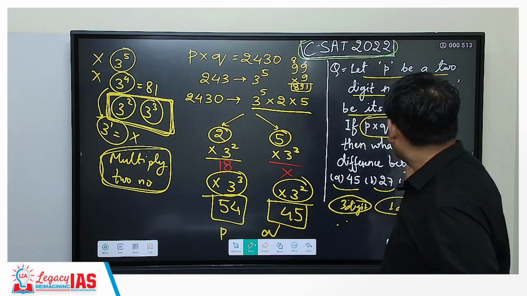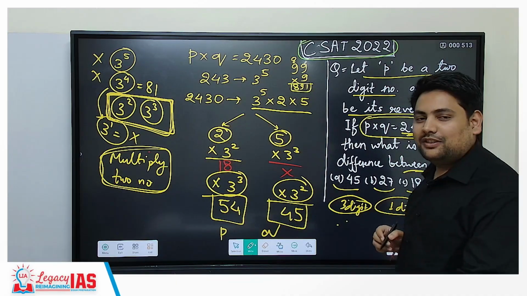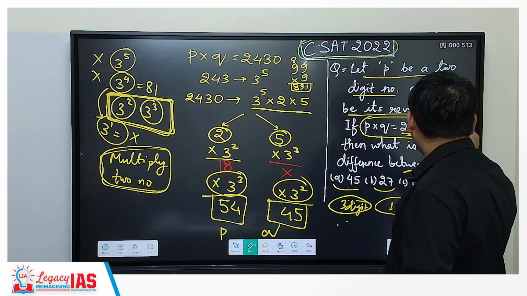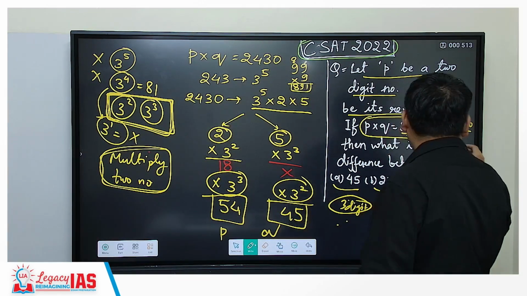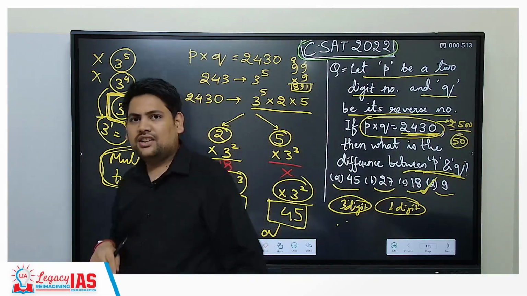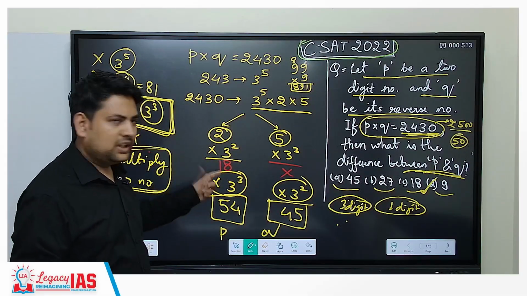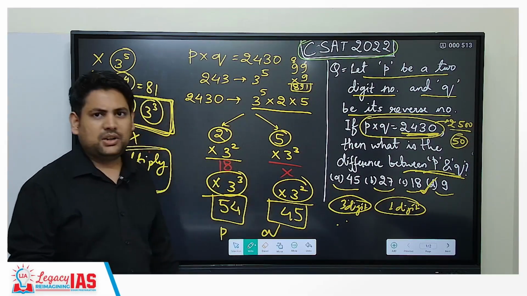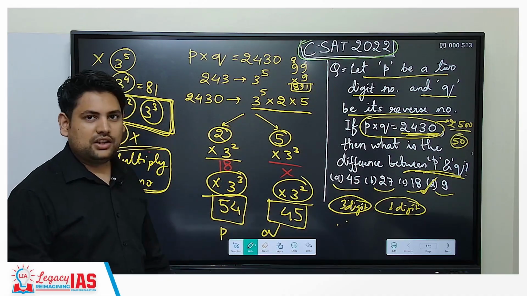So just by seeing that 2430 is here, what does this remind you of? Does it not remind you of 2500, which is square of 50? So you could have seen that we need to reach somewhere close to 50. For that, 2 must be multiplied to 3 cube, 5 must be multiplied to 3 square. That is it, and then you get to the answer.